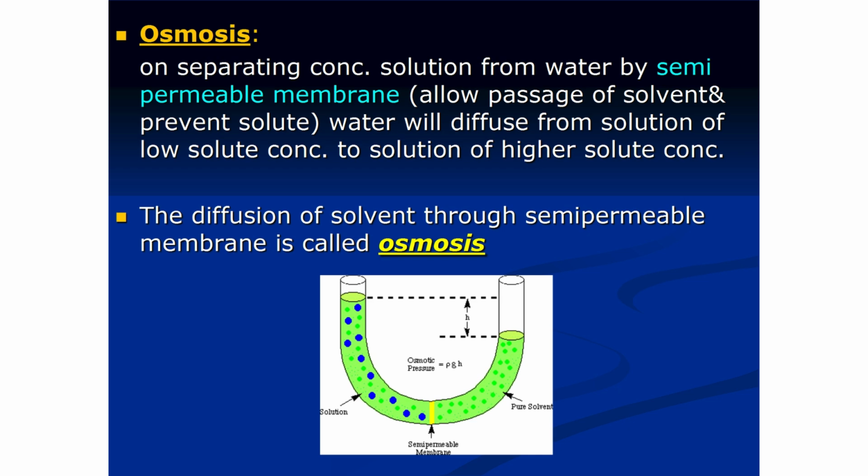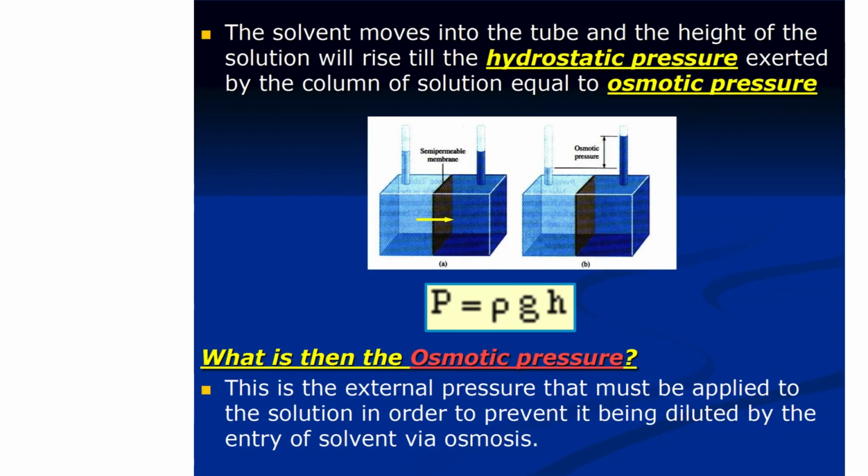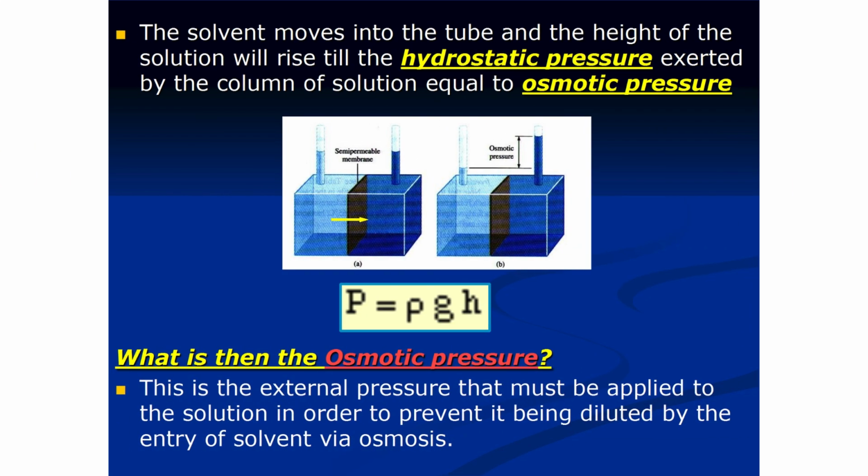On one side of the semi-permeable membrane we have a solution and on the other pure solvent. The solvent moves into the tube and the height of the solution will rise until the hydrostatic pressure exerted by the column of solution equals the osmotic pressure. So what exactly is osmotic pressure? It's the external pressure that must be applied to the solution in order to prevent it from being diluted by the entry of solvent via osmosis. It's like pushing back against the natural flow of water to maintain balance.